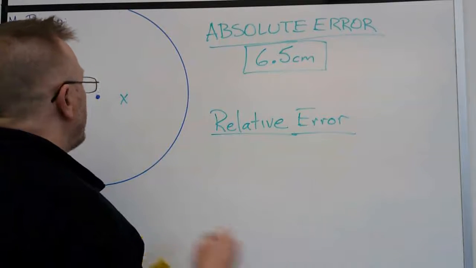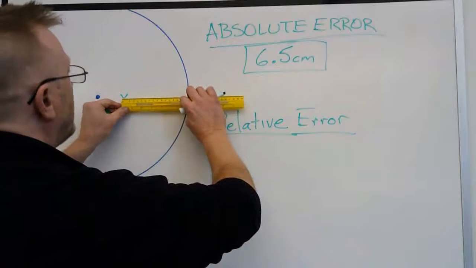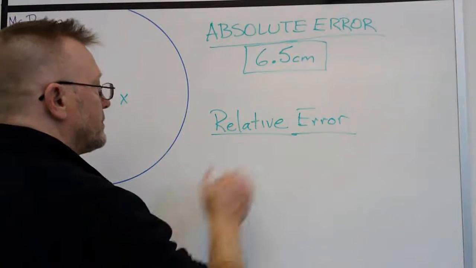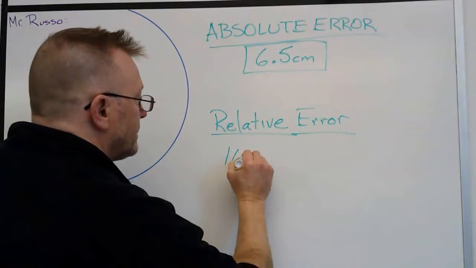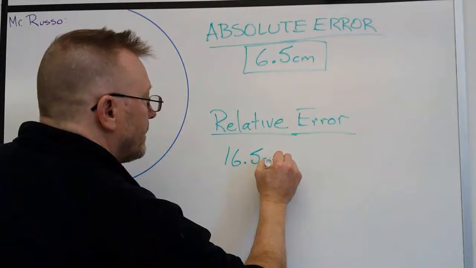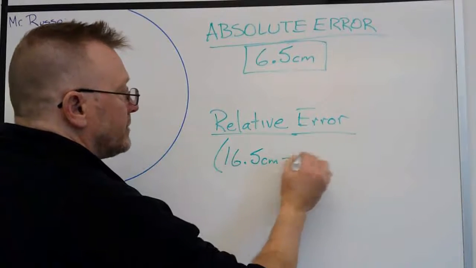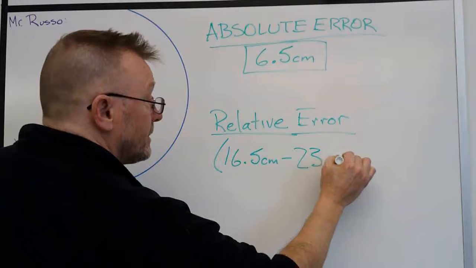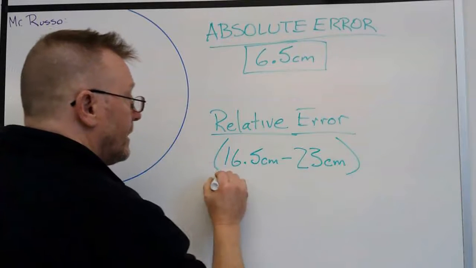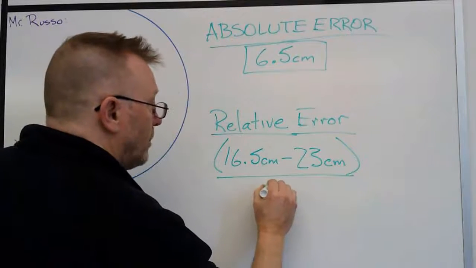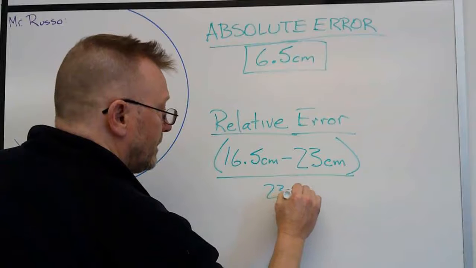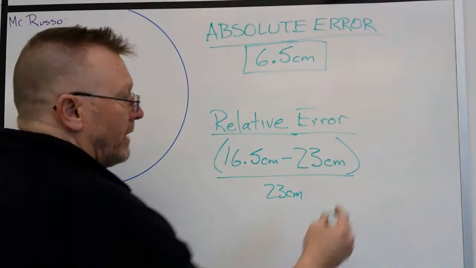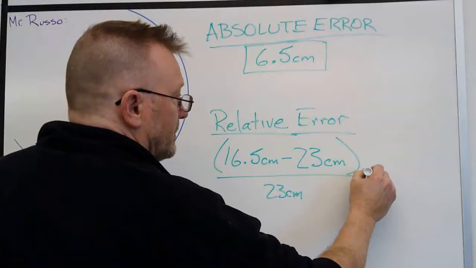Well, what is my measurement? So how far did I miss by? Right? So 16.5 centimeters. Right? As it relates to the target value of 23 centimeters. Right? As part of the whole, and the whole is 23 centimeters. Right? And then I want that expressed as a percent, so it's times 100.